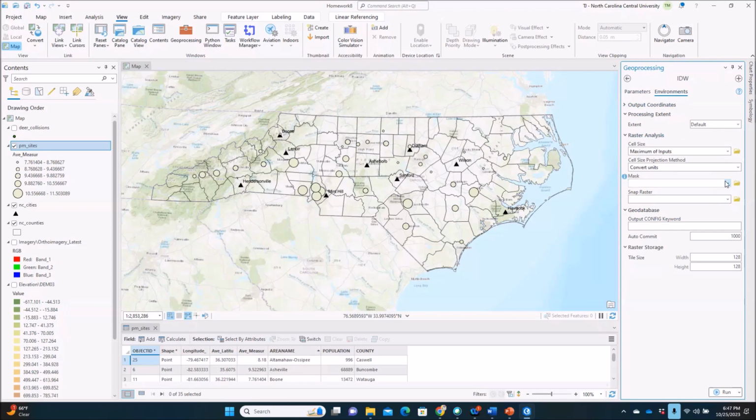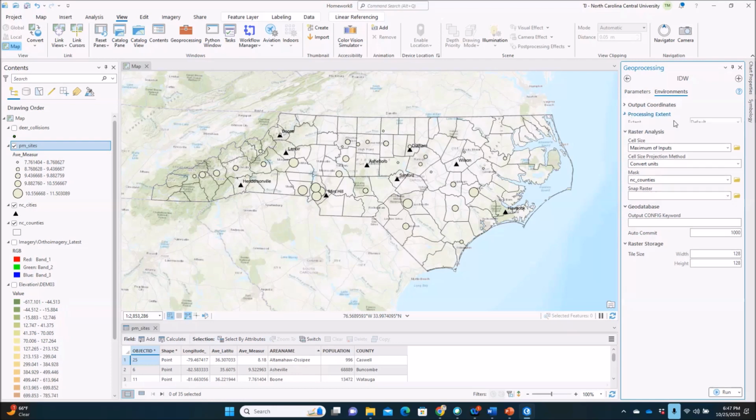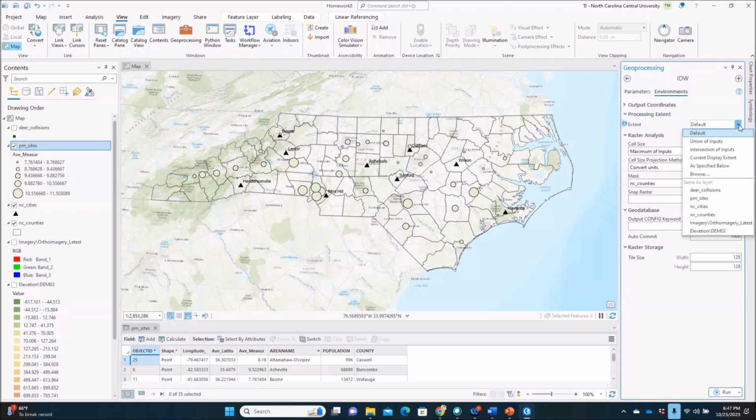Cell size, I'll leave that. But I'm going to change the mask to North Carolina counties because, to be honest with you, do I want anything else outside of the state? No. Okay. And then under processing extent, I'm going to click on default, meaning that if I happen to have other stations outside of the state, I would want to include those, right?